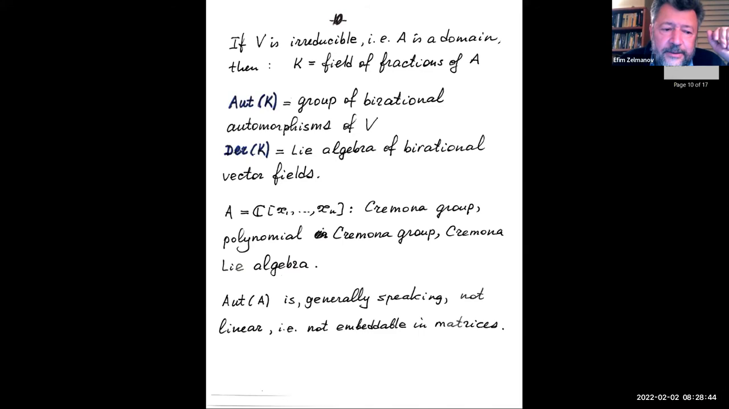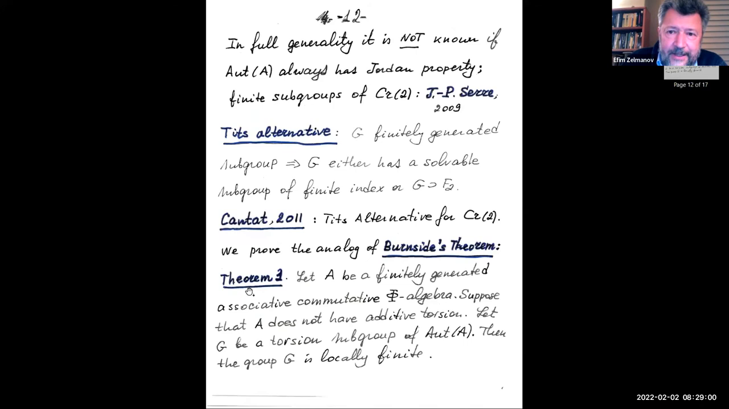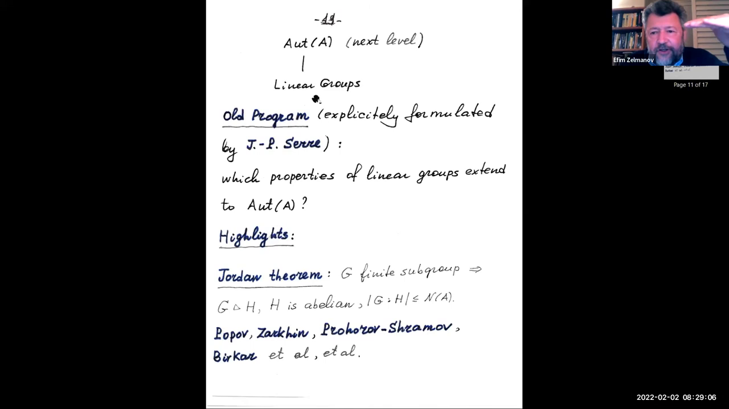This group of polynomial automorphisms, generally speaking, is not linear. It's not difficult to prove. It's not embeddable into any matrices. But it is kind of next to linear groups. There is a class of linear groups, and they all can be realized as groups of automorphisms of some finitely generated commutative algebra. So this is a bigger class, and these groups are not linear.